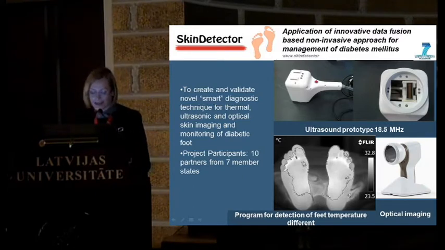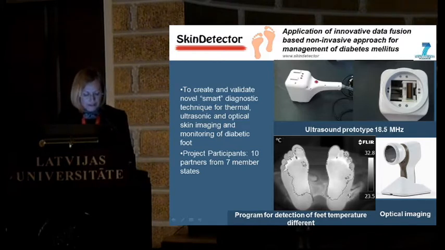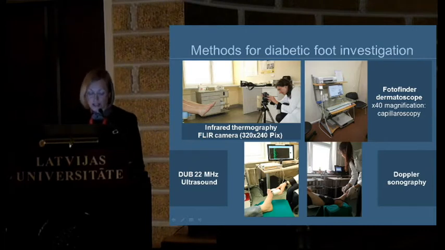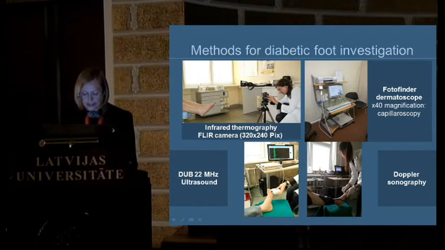10 technical and medical partners from 7 member states are working on this project. In the picture, you can see methods used in the skin detector study. Plantar feet of all included subjects were imaged by experienced dermatologists using an infrared camera and high-frequency ultrasound. Also, nail fold capillaroscopy and Doppler sonography were made.